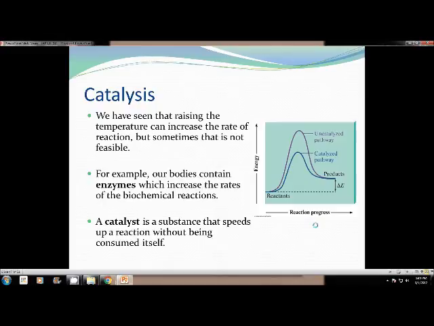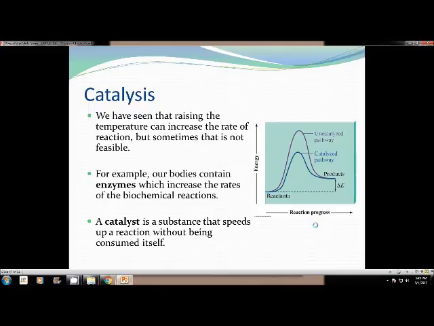So now, with our collision model, we have to talk about catalysts. We've seen that raising the temperature can increase the rate, but sometimes that's not feasible. For example, maybe you don't want the temperature to rise, otherwise something bad might happen. In our bodies, we have enzymes, which increase the rates of reactions in our biochemical processes. So a catalyst is a substance that speeds up the reaction without being consumed itself.